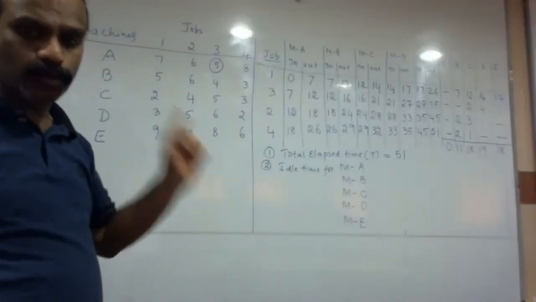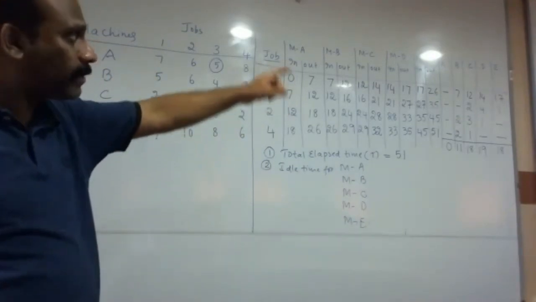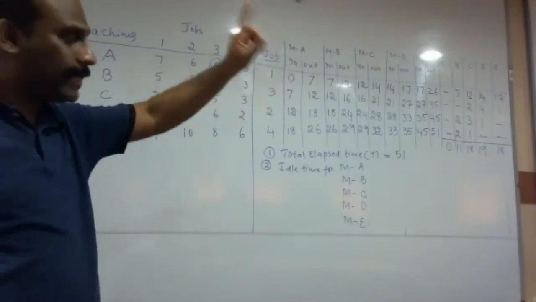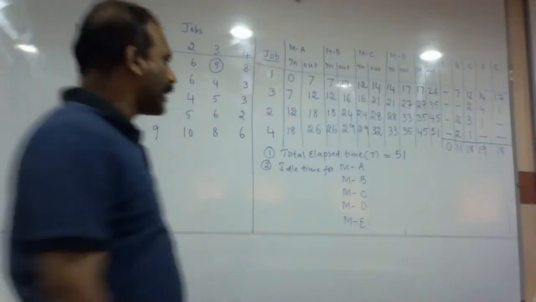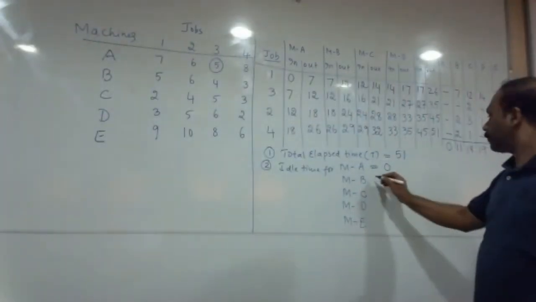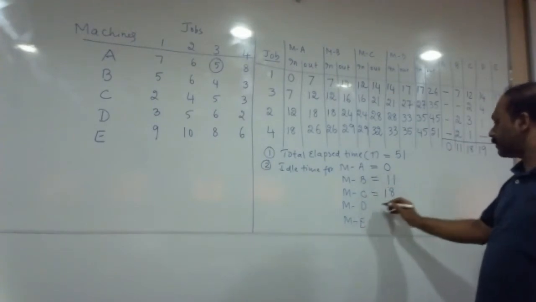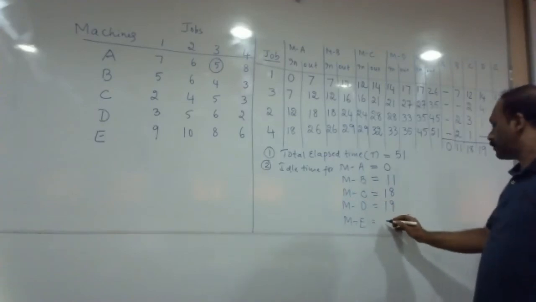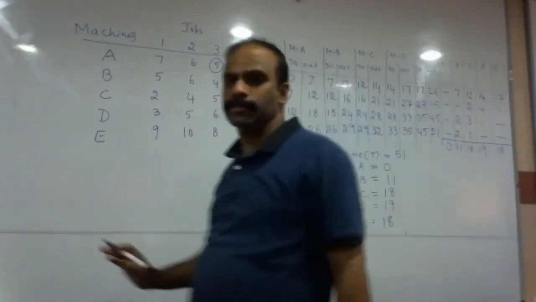Unlike the previous 2 methods, we don't have any equations or formulas here. Whatever values we get at the end by taking the total of the columns, that itself will become your idle time. So the idle time for machine A is equal to 0. For B, it is equal to 11. For C, it is 18. For D, it is 19. And for last, E is equal to 18. That's it. So this completes the question.